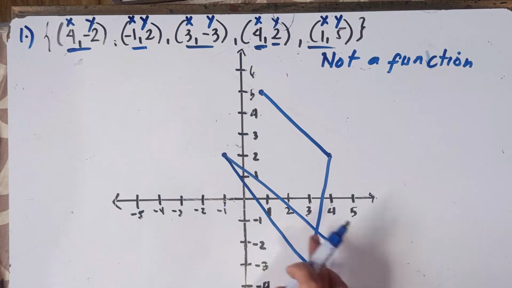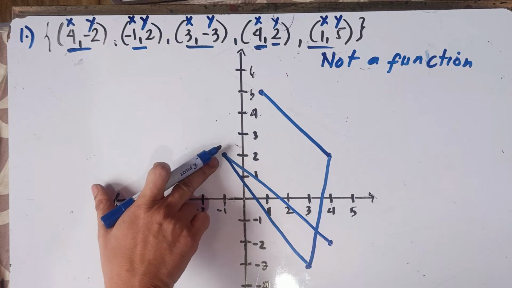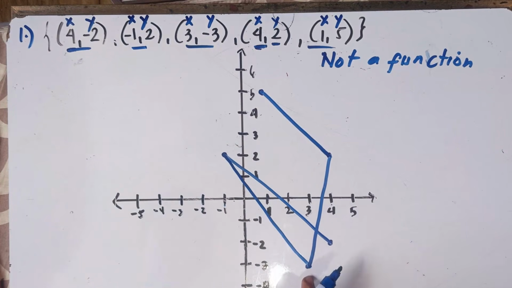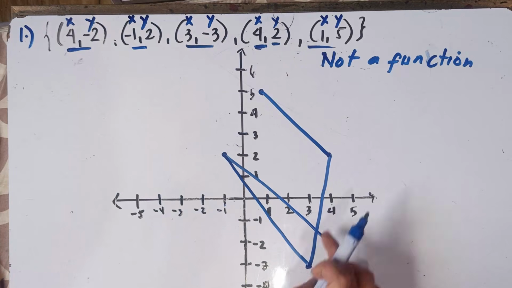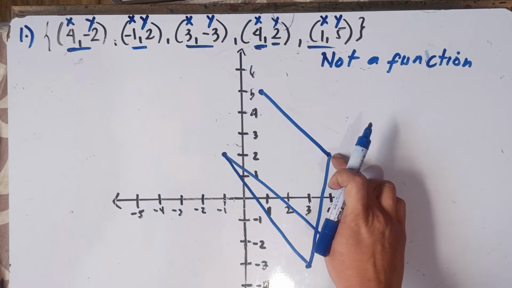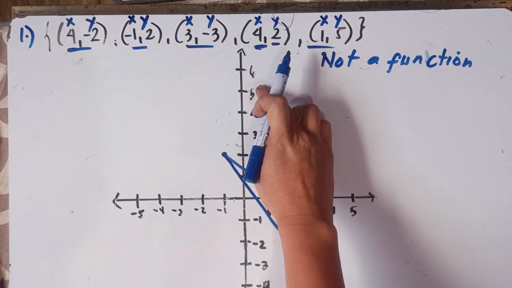Next one will be 1, negative 1 and then 2. Sorry, negative 1 and then 2. Next will be 3 and then negative 3. X is positive 3, Y is negative 3. And then this one, 4 and then positive 2. Last one, we have 1 and then positive 5.